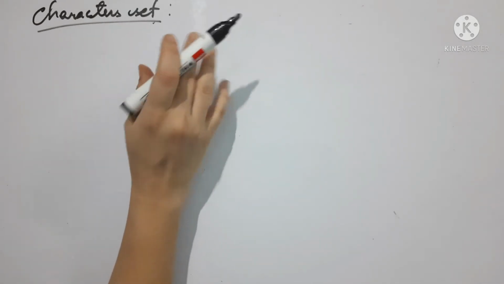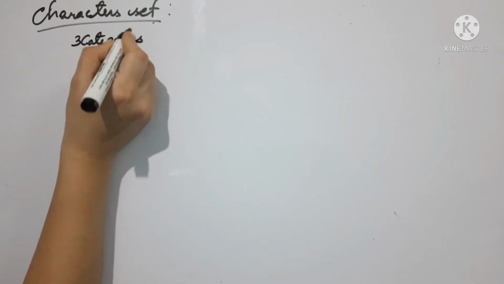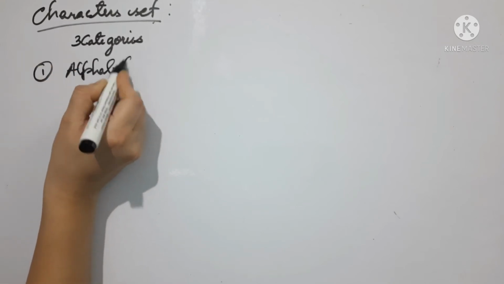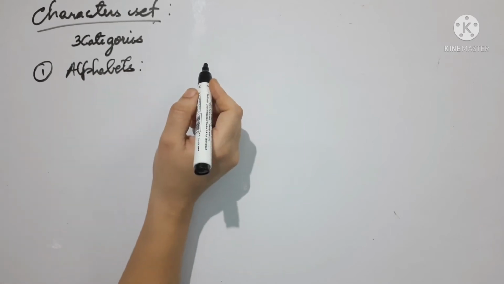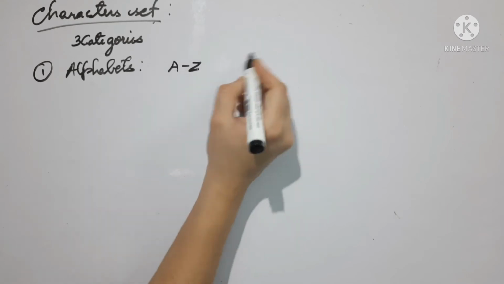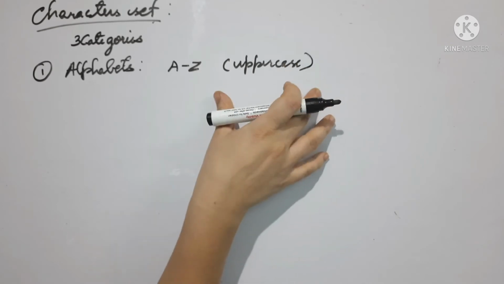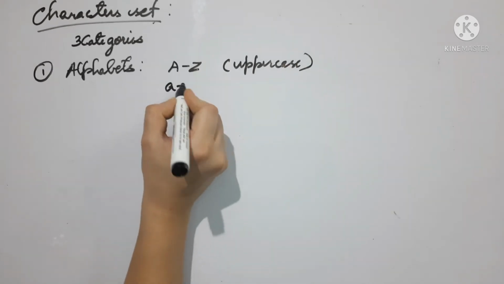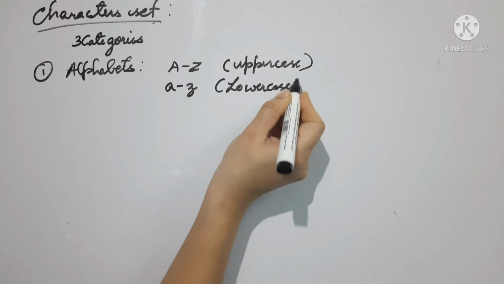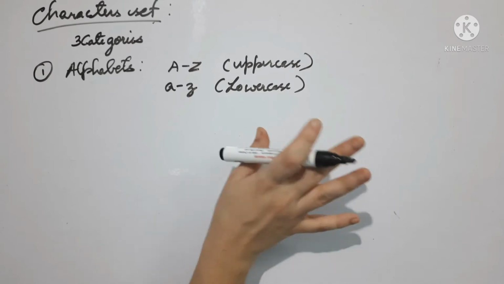Now, this character set consists of three categories. The first category is alphabets. What alphabets do we have in the English language? A to Z. In the same way we have A to Z here. These are uppercase, meaning capital letters. Also we have small letters a to z. These are called lowercase. So we have uppercase and lowercase letters available for our programming language.